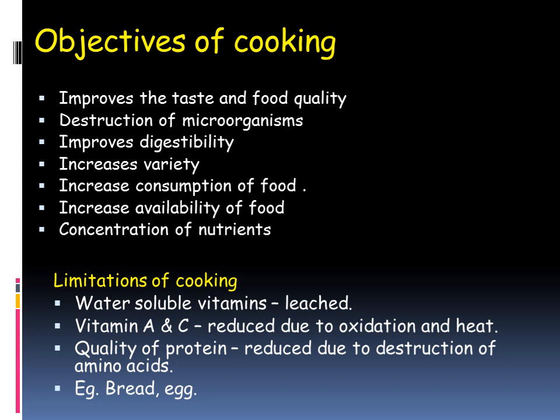Limitations of cooking: due to cooking, most of the water-soluble vitamins can be leached out when we use high water content. Vitamins A and C are reduced due to oxidation and heat, because these two vitamins are highly sensitive. While exposed to high heat, these can be destroyed. And the quality of protein can be reduced due to destruction of amino acids.